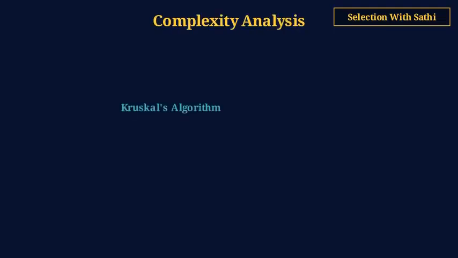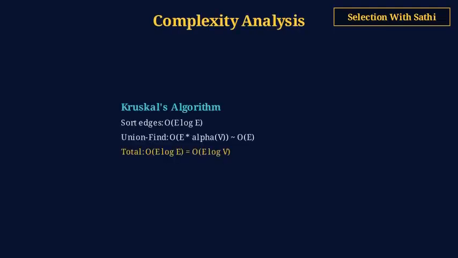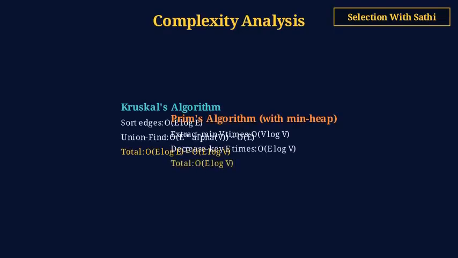Now, an MST uniqueness question. Graph has edges A to B weight 1, A to C weight 1, B to C weight 2. Apply Kruskal's. Sorted edges are A to B 1, A to C 1, B to C 2. Pick A to B with weight 1. Then pick A to C with weight 1. We now have V minus 1 equals 2 edges. Total weight is 2. Could we get a different MST?